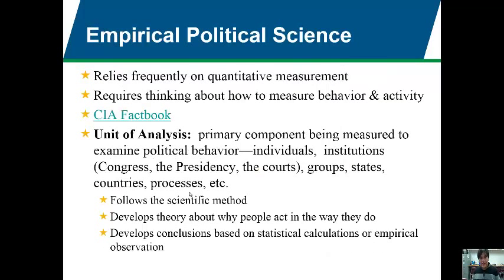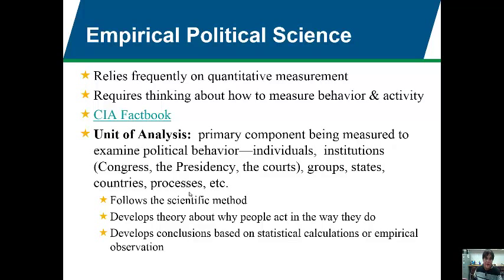So let's go ahead and look at empirical political science a little bit more. Like I said, it frequently relies on quantitative measurement, on the facts and the data behind the problem. It requires thinking about how to measure behavior and activity. How do we measure the immigration flow? How do we measure economics and things like that? The example I have here is the CIA Factbook. Empirical political scientists rely on the CIA Factbook quite a bit. It provides data about particular issues and things going on within the world.